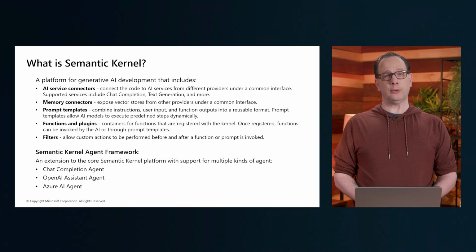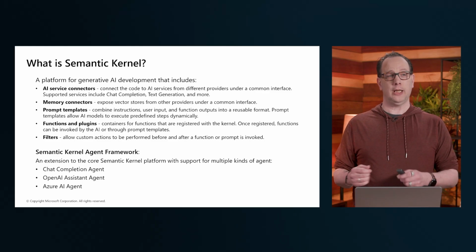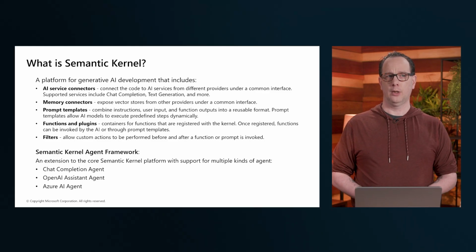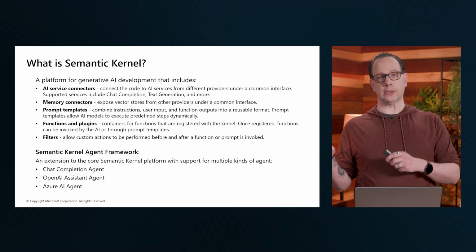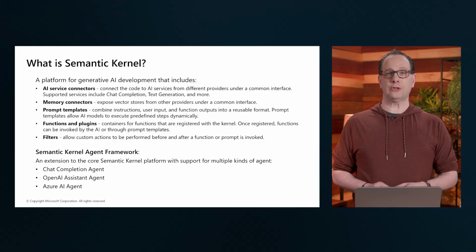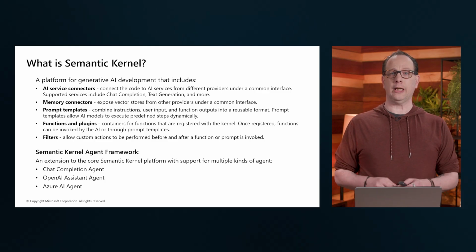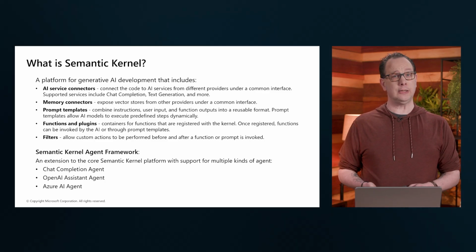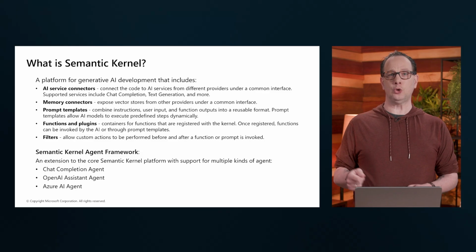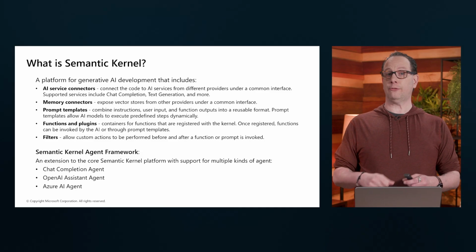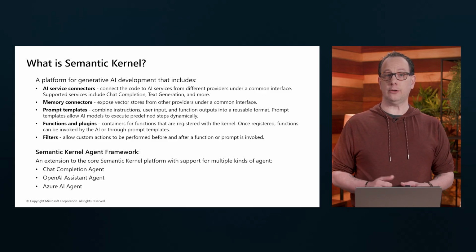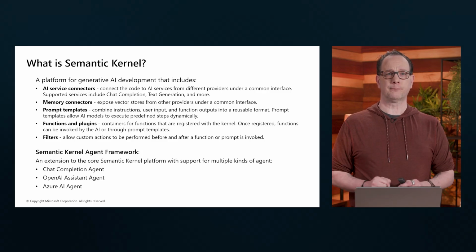Semantic Kernel is an open-source SDK that enables developers to easily integrate the latest AI models into your applications. Now, part of that SDK includes the Semantic Kernel Agent framework, which allows developers to quickly create functional agents that can use natural language processing to complete tasks. The Semantic Kernel offers different components that can be used individually or combined.